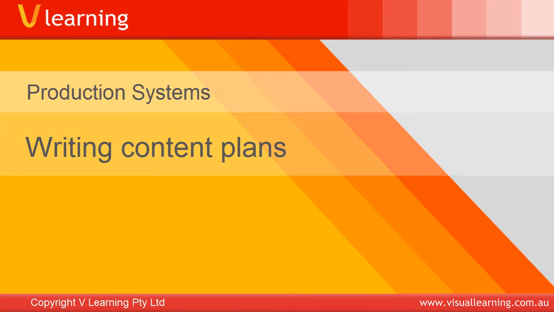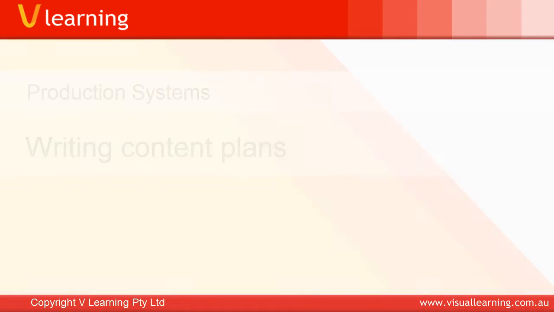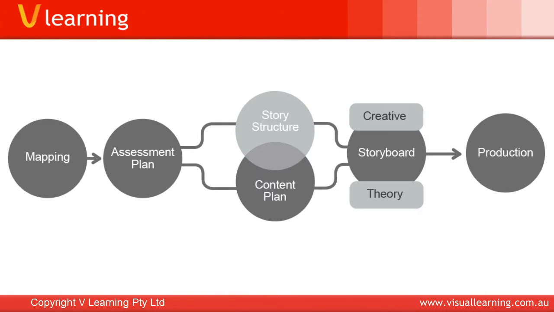A content plan is produced for each module and provides a content overview as well as a story for the module. Although the module has its own storyline, it still needs to fit into the main story thread that runs through the whole course. With this in mind, it's best that you refer to the story structure overview document for the project before you start writing a content plan.